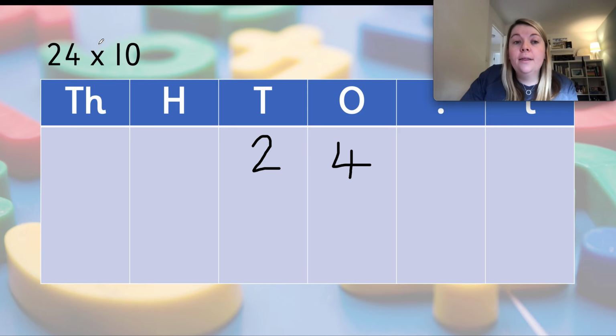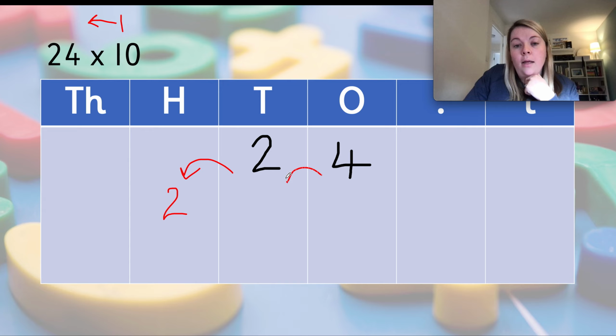So remember that if we're multiplying by 10, because we're multiplying, we're moving our digits 1 place value to the left. And because it's only by 10, there's only 1 zero, so we're moving it 1 place value column to the left. So 24, so 2 tens and 4 ones. So my 20 is going to move 1 place value column to the left, to the hundreds.